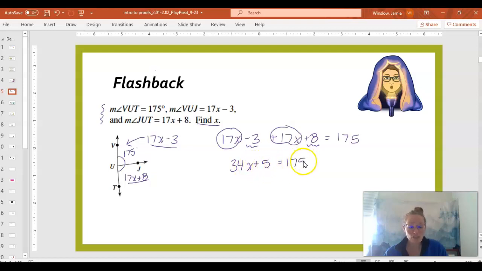You can always use your calculators on these too, you guys. We have calculators for the whole class, just like last year. To get x by itself, we're going to move the 5 over by subtracting it. Remember, that's the inverse of addition. 175 minus 5 is 170. And our last step, since this is multiplication, we're going to divide by 34.